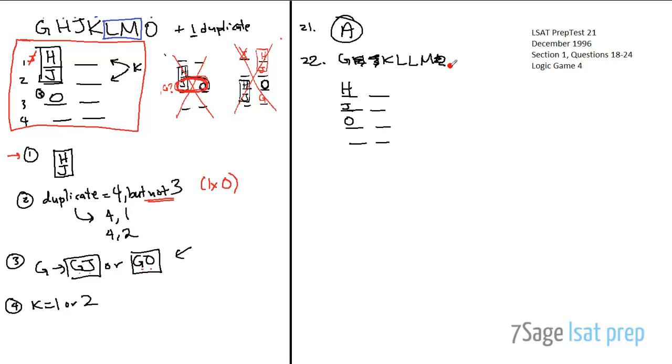How do we begin to approach this? Well, we know that K has got to go in either one of these guys. And we know there's only one K now, right? So we can actually split this into scenarios as well. Either HJO with the K up here, or HJO with a K down here.